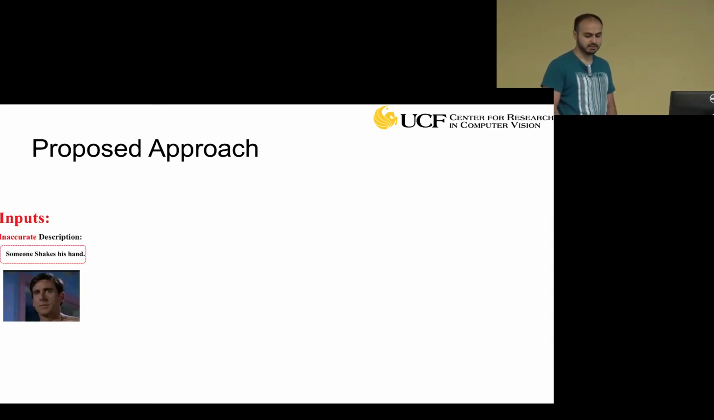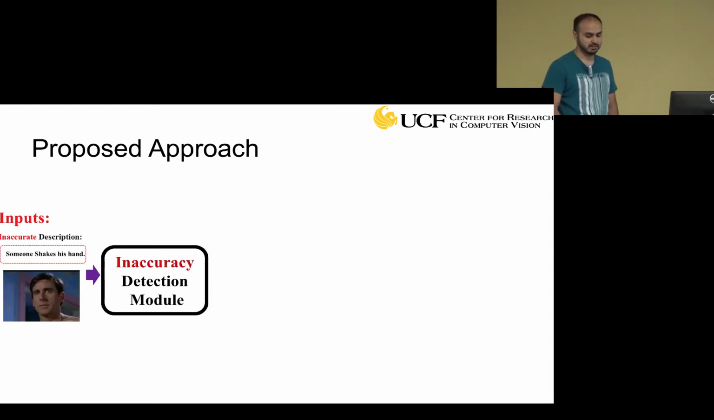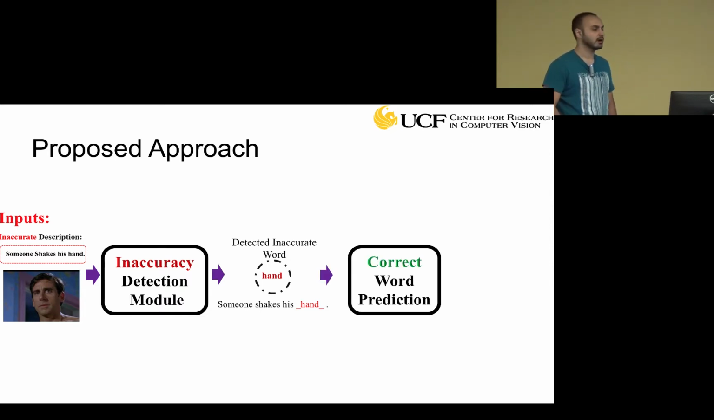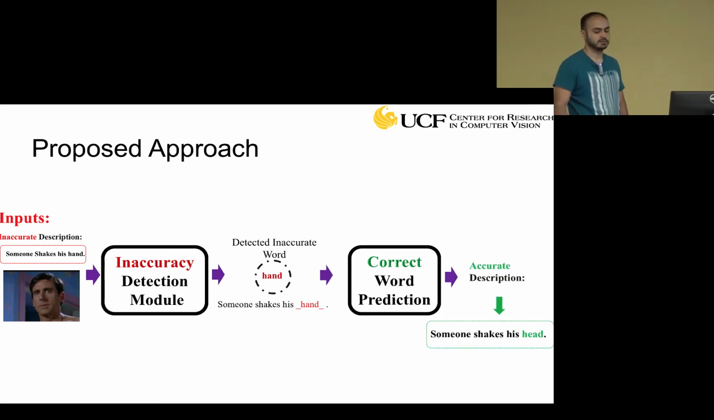Our proposed approach has two main modules. The first one is the inaccuracy detection module, which takes the sentence and the video and detects the inaccurate word in the sentence. The second module is the correct word prediction, which gets the inaccurate word in the sentence and suggests an accurate word to replace the inaccurate word and make the sentence accurate.